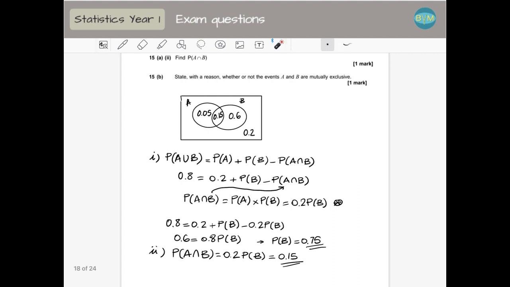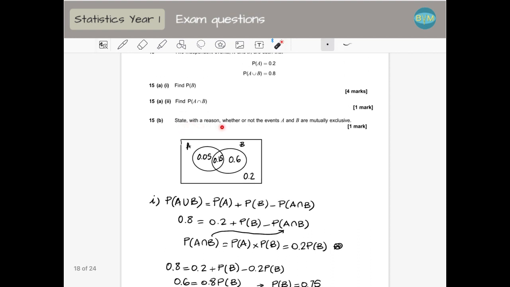And then the last thing they ask is to state with a reason whether or not the events A and B are mutually exclusive. To be mutually exclusive, remember they cannot have an intersection. And I have an intersection because I have a probability different than 0. So you can say something like that: the probability of the intersection is different than 0, so they are not mutually exclusive. And that's it. That's the question.